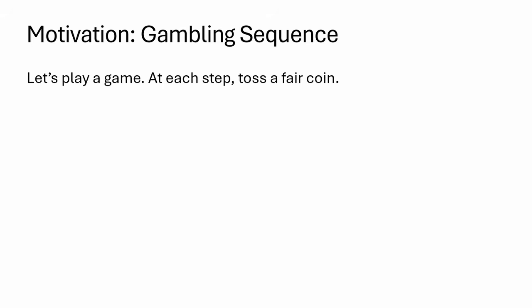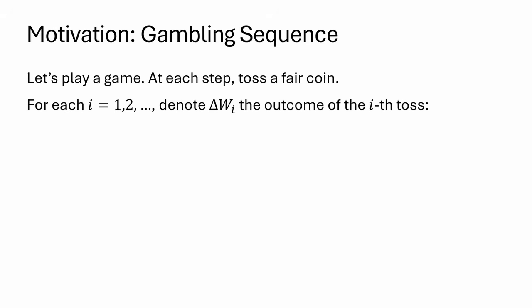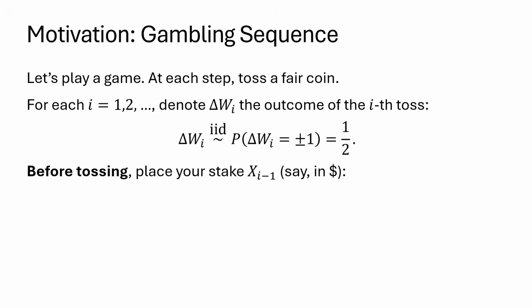A spirit true to the origin of probability theory. Let's play a game. At each step, toss a fair coin. In notation, for each i equals 1, 2, and so on, let's denote delta Wi, a random variable, the outcome of the i-th toss. That is, the Wi's are IID random variables that take two values, plus or minus 1, each with equal probability of 1/2.